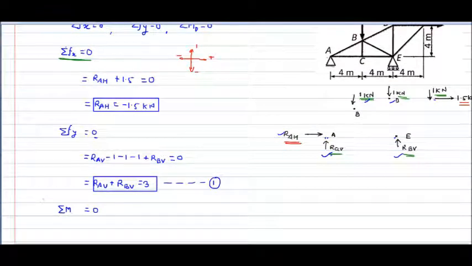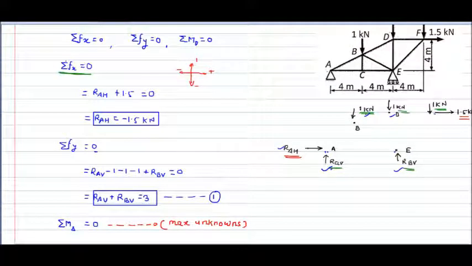So generally this moment condition should be selected, and here I'm going to write down some notes also. This moment condition we should use where maximum unknowns are there, or the point of application should be chosen where there are the maximum unknowns. Even if you are going to take maximum unknowns, this is not a hard and fast rule, but if you take it that way, that is fine.